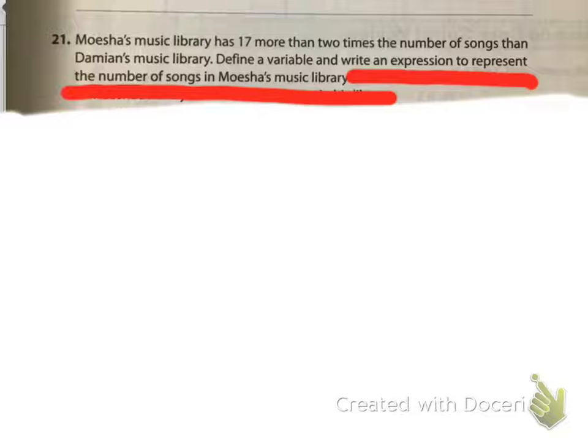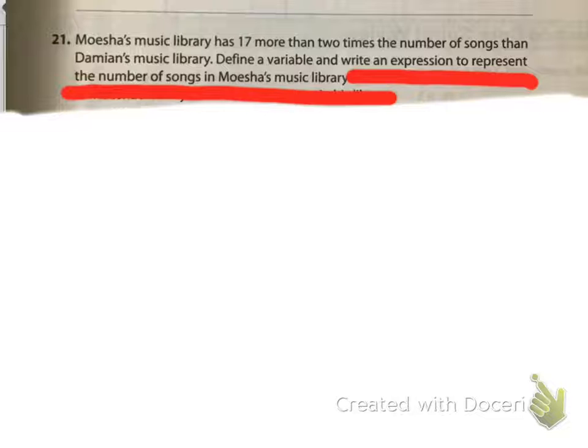So, Moesha's music library has 17 more than 2 times the number of songs than Damien's music library. Define a variable and write an expression to represent the number of songs in Moesha's library. So I want you to write this expression. As a class, what is our variable? We should already be able to identify our unknowns really quickly here. What is our unknown here, Elsie? S, which is the number of songs in Damien's music library. So what do we think? Do we agree?